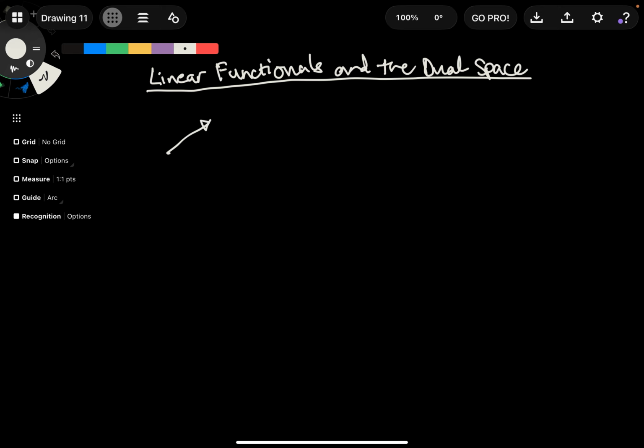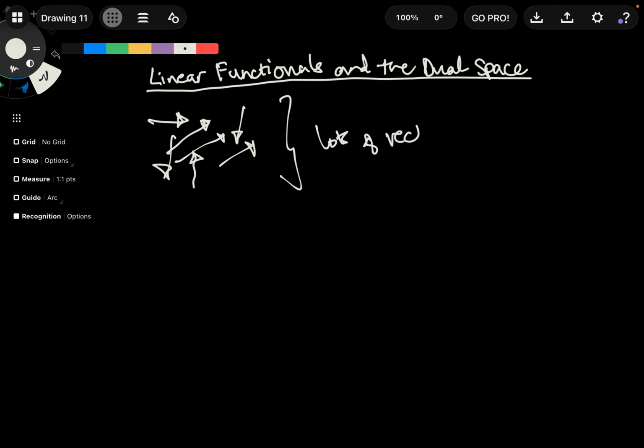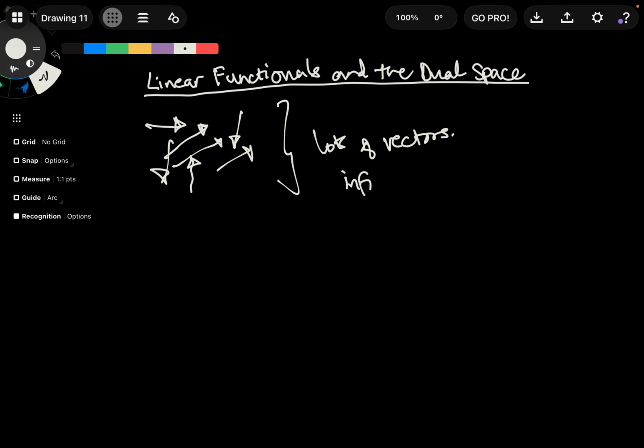Supposing I give you a vector, right? Not just one vector, a bunch of them. Like here, like here, like here. All right, so you have lots of vectors. Okay, so what these vectors represent is some kind of information. So what we want to do with these vectors is extract some kind of specific information from them. This is where linear functionals come in.